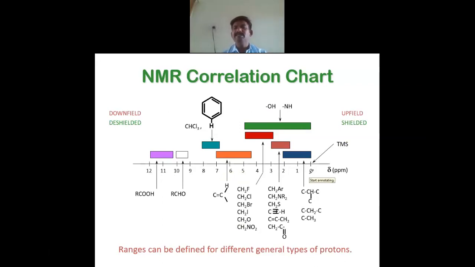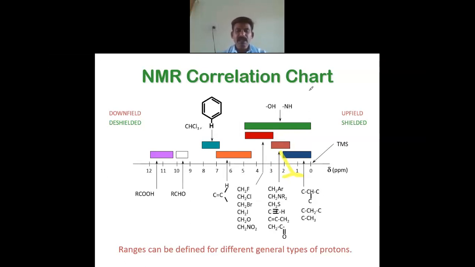The 0 side is the upfield, which means shielding. Slowly moving toward 12, it is a de-shielding proton. De-shielding means downfield. Downfield means electronegative atoms, for example methyl chloride or OH, slowly decreasing electron density.